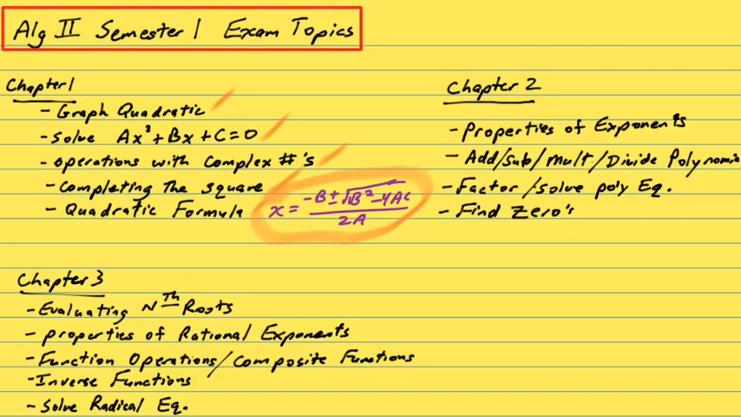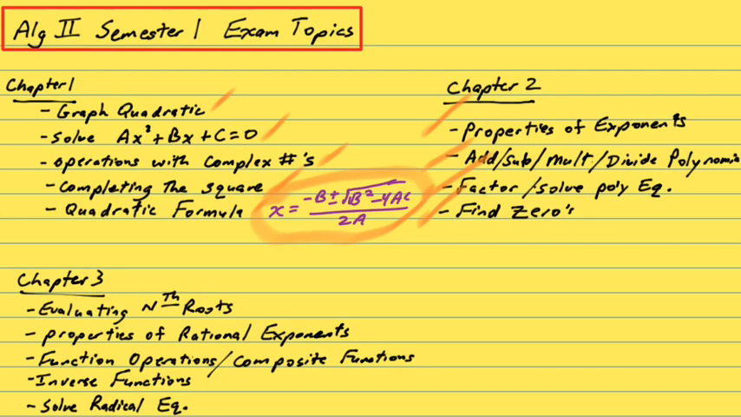In Chapter 2, we have properties of exponents. Power to a power, you multiply exponents. Multiplying like bases, you add exponents. Dividing like bases, you subtract exponents, things like that. Add, subtract, multiply, divide polynomials, factor, solve polynomial equations, which basically is how you find zeros. Zeros are solutions or roots.